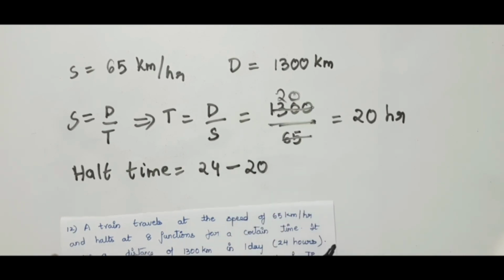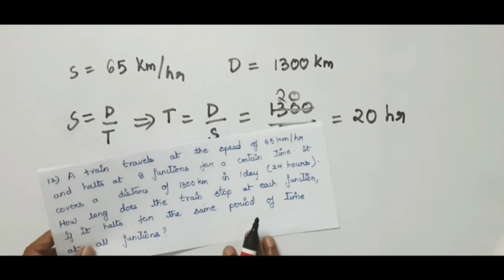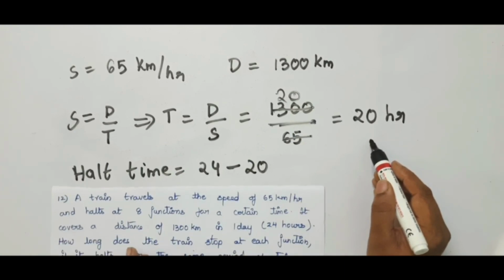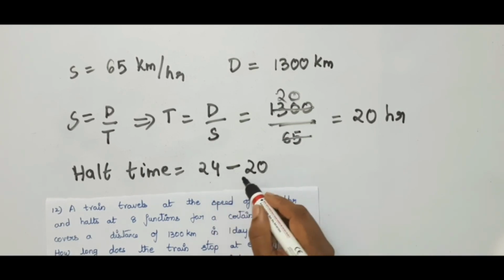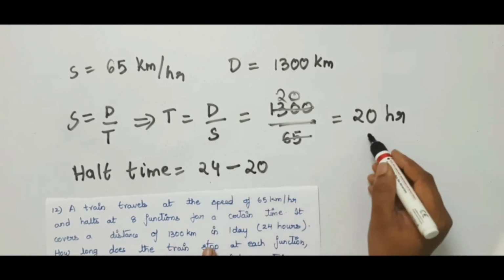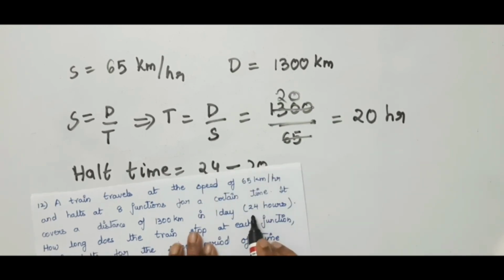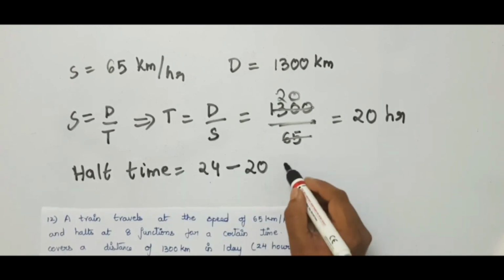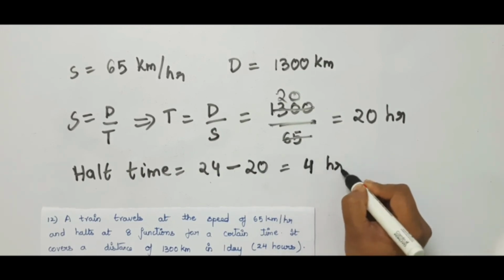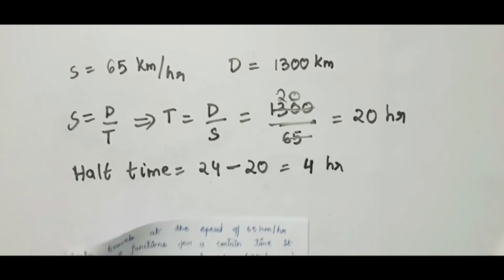Understood? This is the total time, and this is the time we have calculated that it took to travel. Is it not? So 24 minus 20. We got the travel time as 20, so just subtract 24 minus 20. You will get the halting time. We got 4 hours. As everything is in hours, this is also in hours.